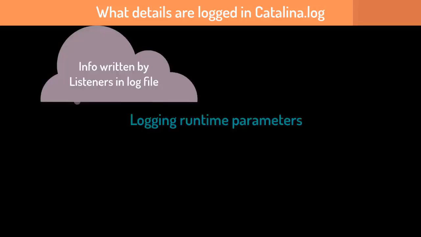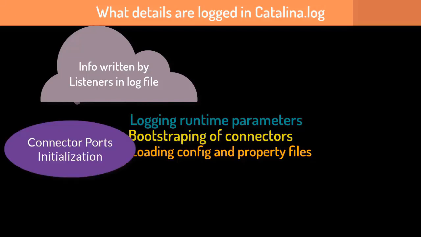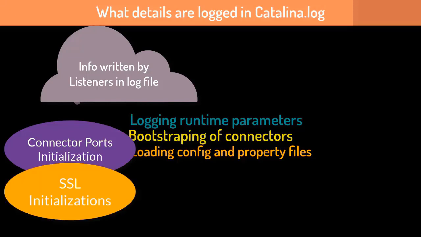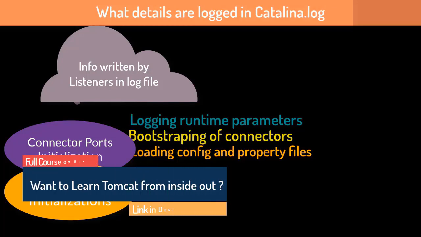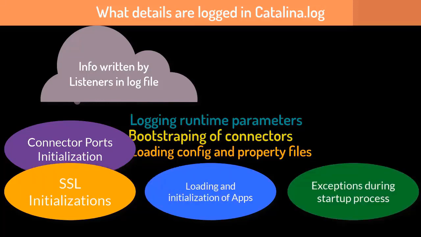You might also get a question on logging, like what type of details are logged in catalina.log. What happens is, when you start the server, the various listeners write some startup information into a log file, and this file is nothing but catalina.log. This information starts from showing various runtime parameters of the server, then starting up of various connectors, then loading the configuration files and property files, and based on the configuration it initializes some of the parameters, then it initializes SSL, then connector ports to accept requests, and thereafter loading and initializing of various applications. In between the process, if any exception occurs, that is also logged in this catalina.log file. Apart from that, if you hot deploy or undeploy any application, that information is also logged inside the catalina.log file.